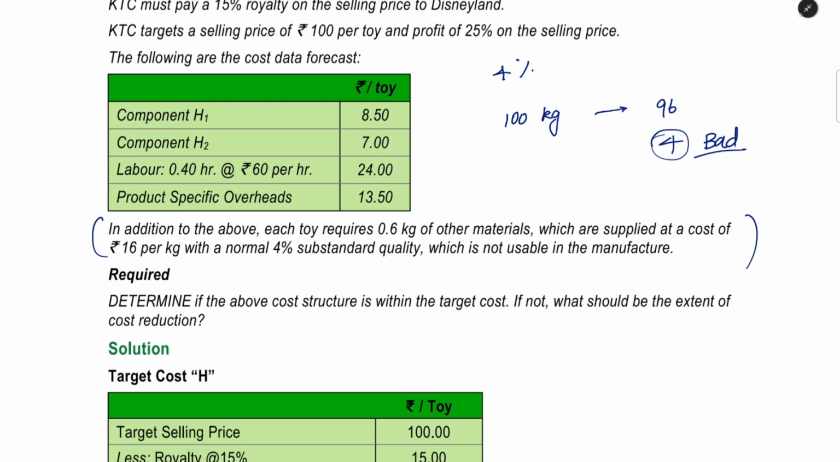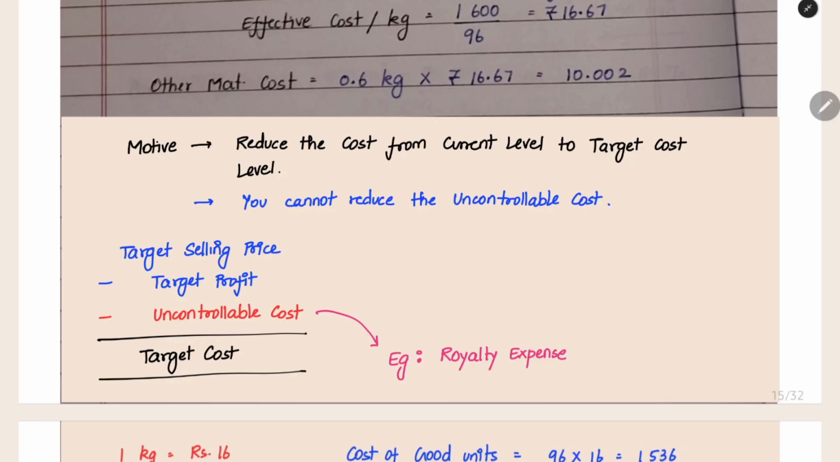Now, we can see the solution for this question. Before seeing the solution, we have to see one thing. What is the motive here? We have to reduce the cost from the current level to the target cost level. In that, we cannot reduce the uncontrollable cost. What is an uncontrollable cost?